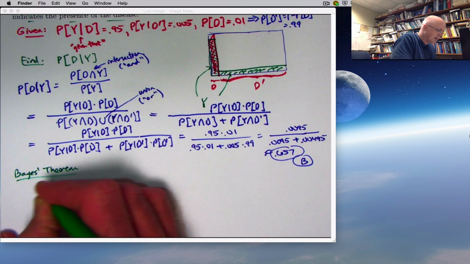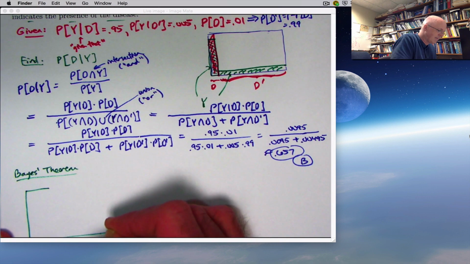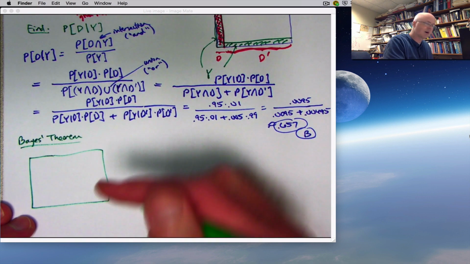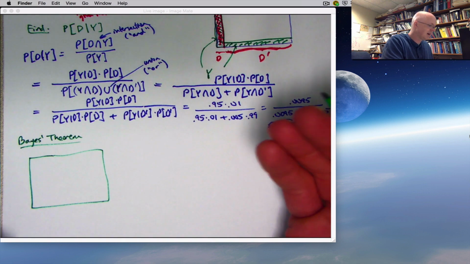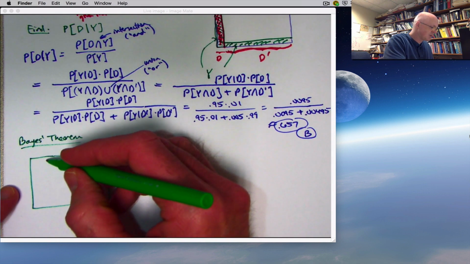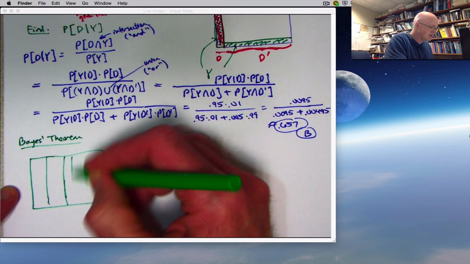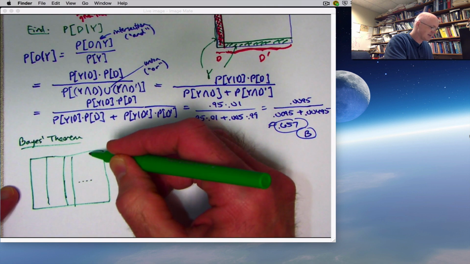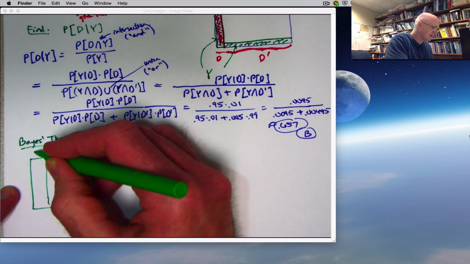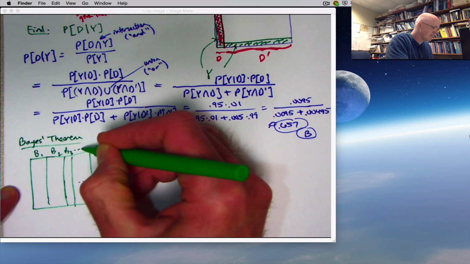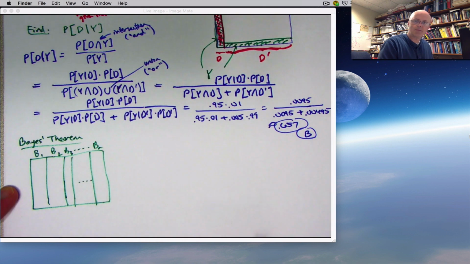Again, I'm just going to draw a picture here. Bayes' theorem, if you're thinking of it in terms of a Venn diagram, starts by assuming, first of all, that you've got a bunch of disjoint, mutually exclusive events whose union is the entire sample space. Something like this is the way you could picture it. Call it B1, B2, B3, etc., up through, say, Bn.